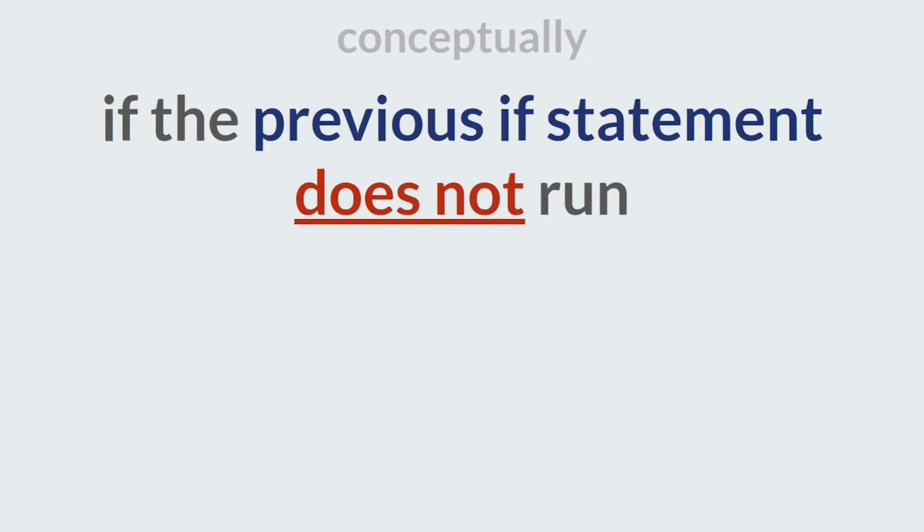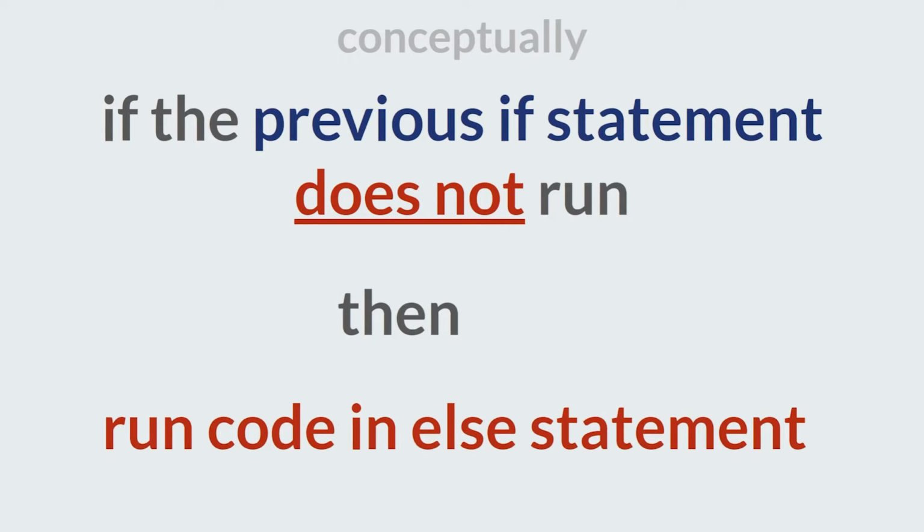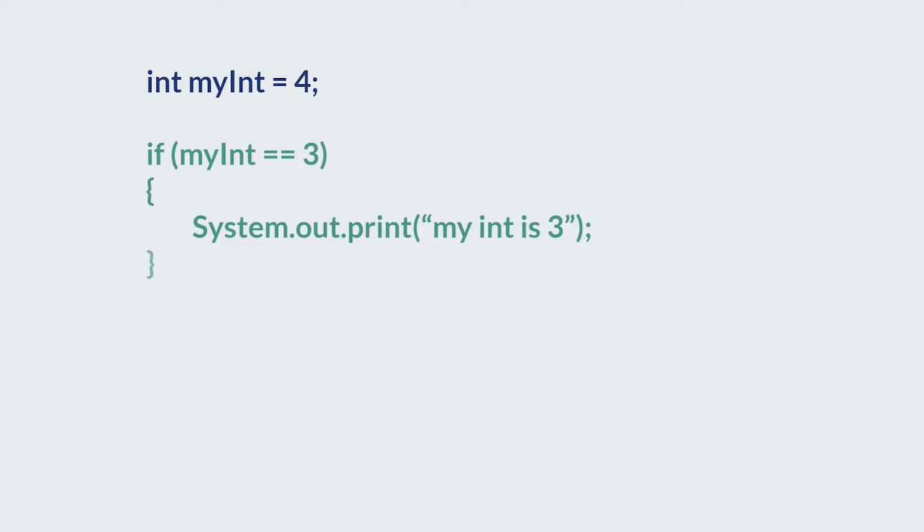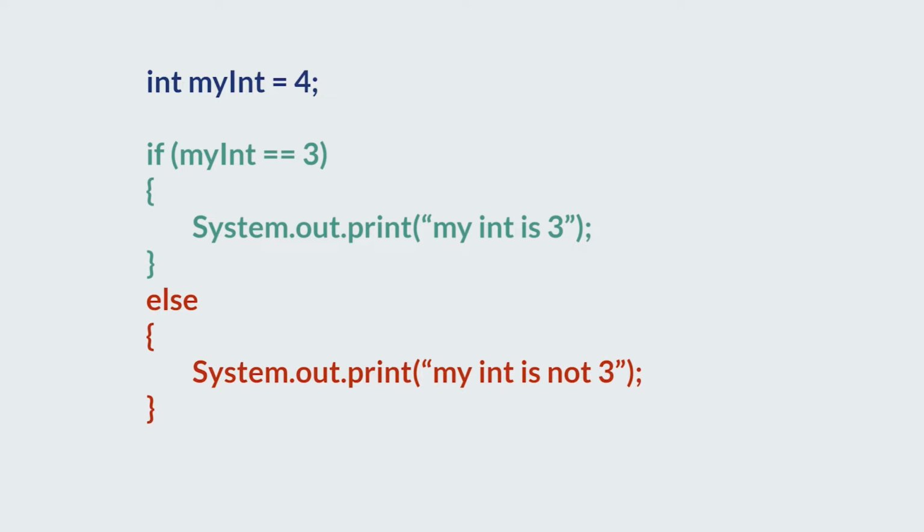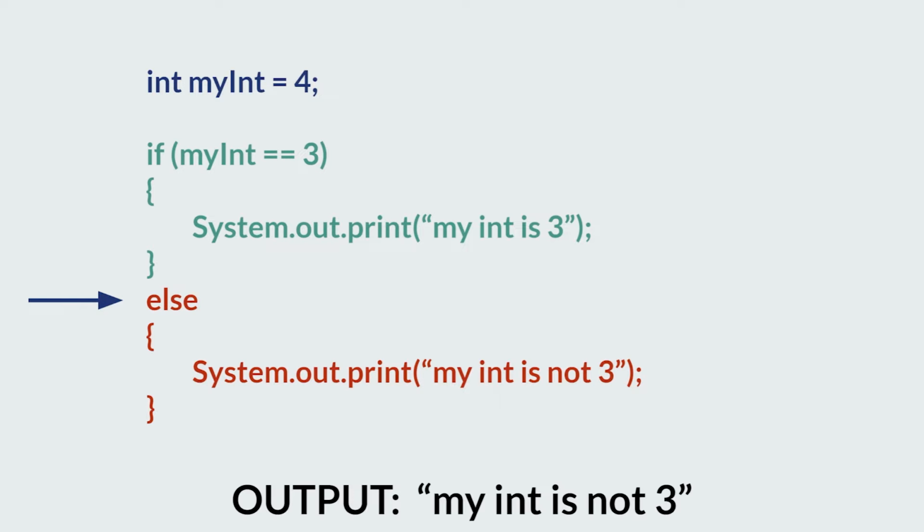Conceptually, if the previous if statement does not run, then run the code in the else statement. Let's say we have an integer called myInt and we set it to 4. And then we create an if statement saying if myInt equals 3, then print "myInt is 3". Else, print "myInt is not 3". So in this case, we would go through the if statement, see that it's false, and move on past it. Once we hit the else, since the previous if statement did not run, we'll go through it and it'll output "myInt is not 3".